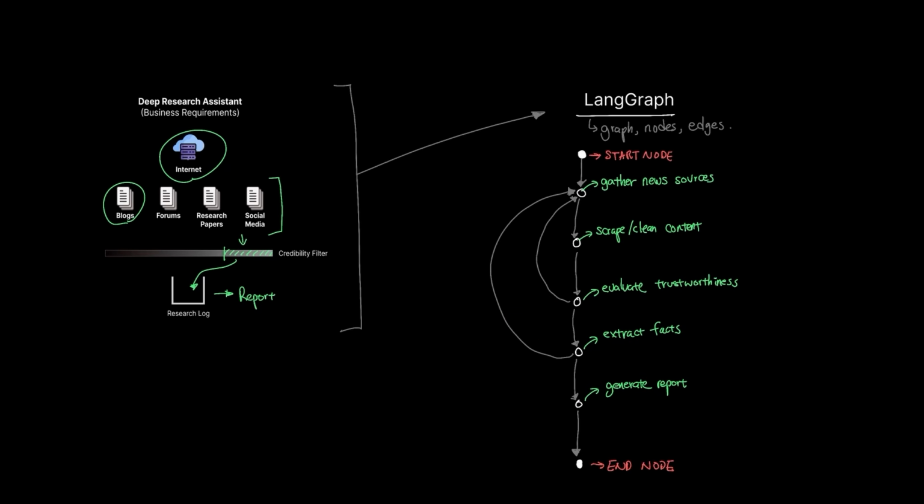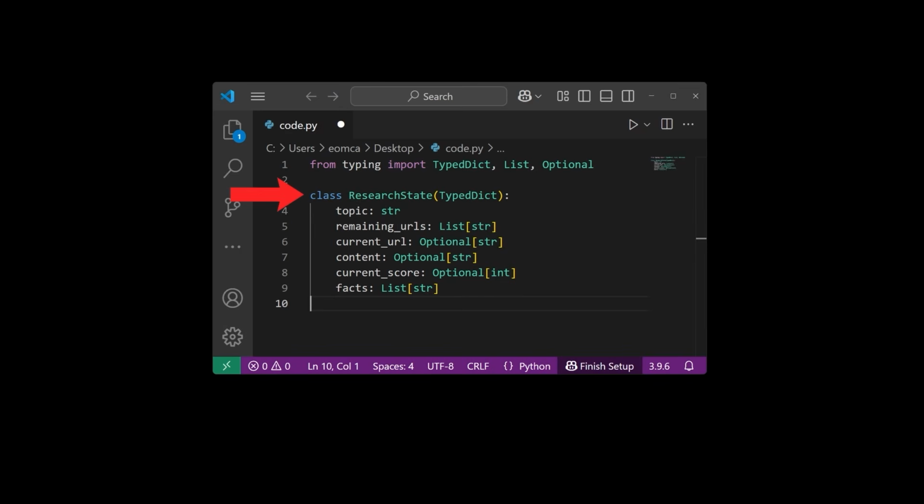Now, what makes LangGraph special is what's called StateGraph, meaning they all have a shared state. A state essentially serves as a persistent memory for the workflow to store pertinent information at all different parts of the workflow. So in our case of the deep research assistant, the state might look something like this: class ResearchState, topic that's a string, remaining URLs, which is a list of strings, current URL, which is an optional string, content, which is an optional string, current score, which is an optional integer, and facts, which is a list of strings.